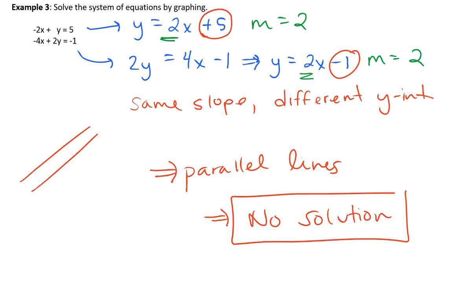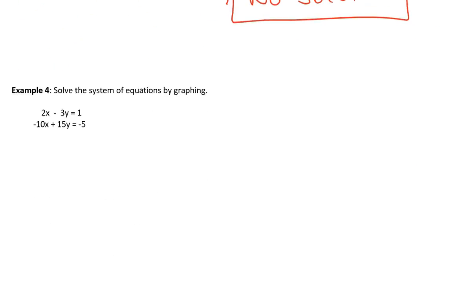So let's look at another example here. Let's try to solve this system of equations by graphing. So we'll start in the same way that we did before. We'll find the slopes for each and the y-intercepts to see if we have lines that are identical, parallel, or distinct. So let's see, starting with the first equation, if we try to solve for y, we'll get negative 3y equals negative 2x plus 1. And so y would then be 2/3 x minus 1/3.